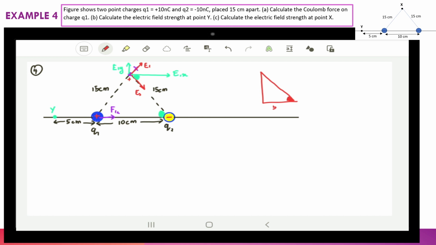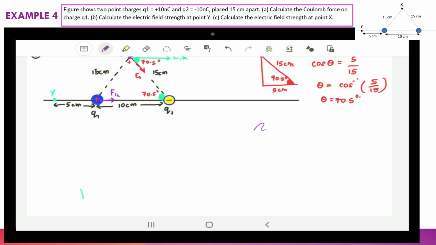Since this is 5 centimeter and this is 15 centimeter, by using cos theta equals 5 over 15, therefore the angle theta is equal to the inverse cos of 5 over 15. The angle is equal to 70.5. Theta is equal to 70.5 degree. So here is 70.5 degree and here should be 70.5 degree as well.